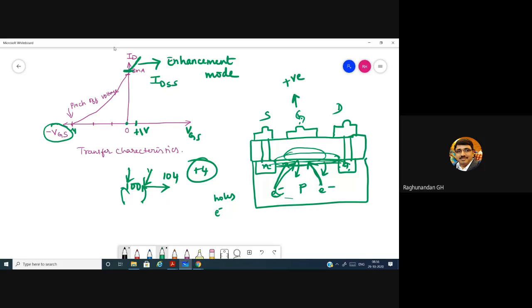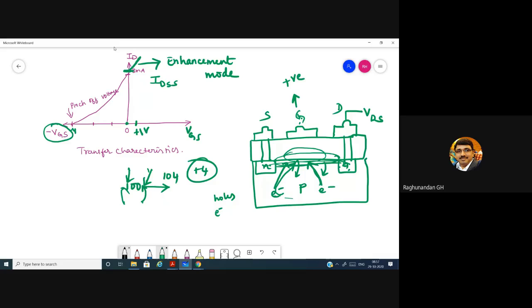But when the gate to source voltage is going towards zero, what happens? The repulsion gets reduced. Because of that, more electrons will flow from source to the drain. When you make the gate to source voltage zero, there is no repulsion. So all the electrons will be attracted and will move towards the drain, because at the drain we are applying VDS, the drain to source voltage.